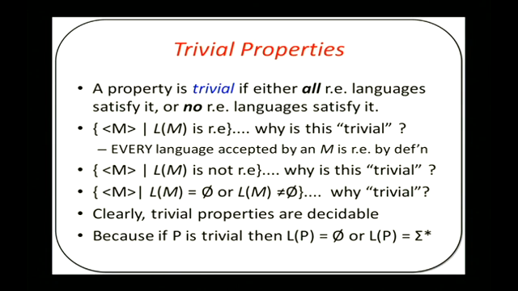Look at all Turing machine codes such that the language accepted by that code is empty or is not equal to empty. Why is that trivial? It's always true, it includes everything. So trivial properties are not interesting, in the sense that we're not interested in them. If everything satisfies it or everything doesn't satisfy it, why are we interested in that property? So trivial properties are not interesting.